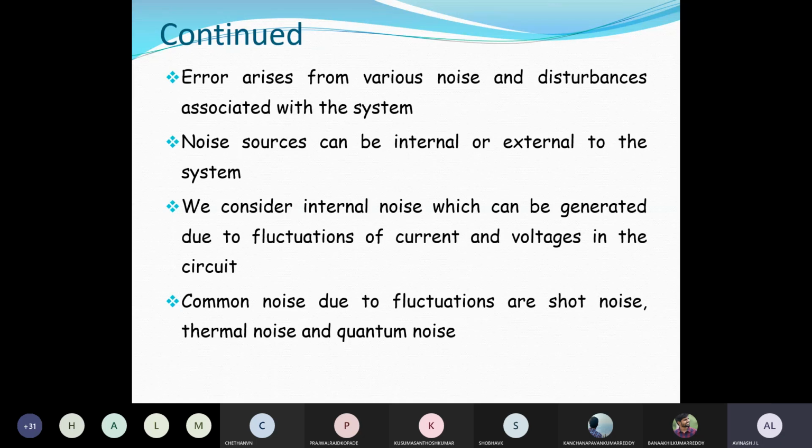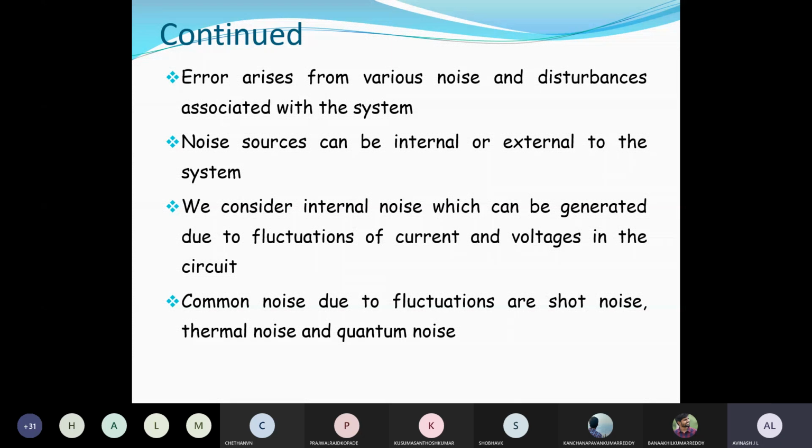We consider the internal noise, which can be generated due to the fluctuations of current and voltages in the circuit. A common noise due to fluctuations are shot noise, thermal noise, and quantum noise. So here we classified the noises into internal and external. Once we classify it into internal and external, what is that particular internal noise and what is that particular external noise?